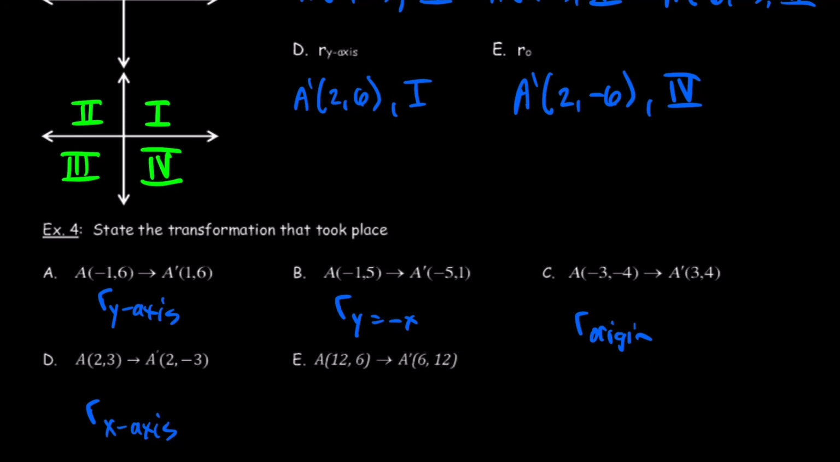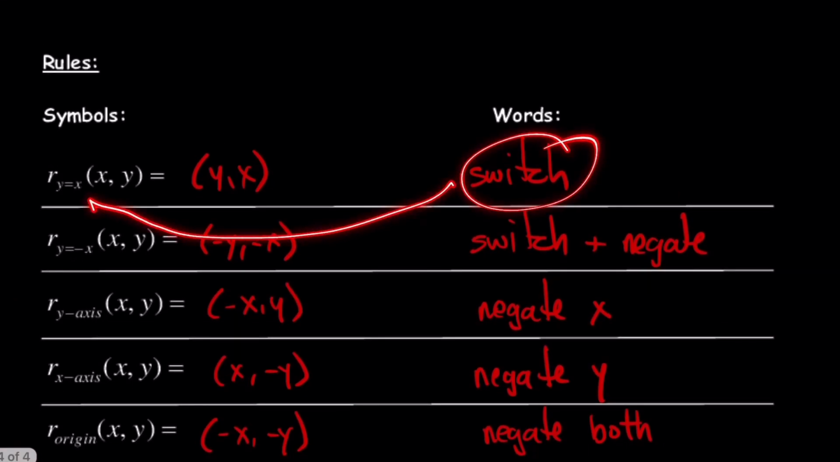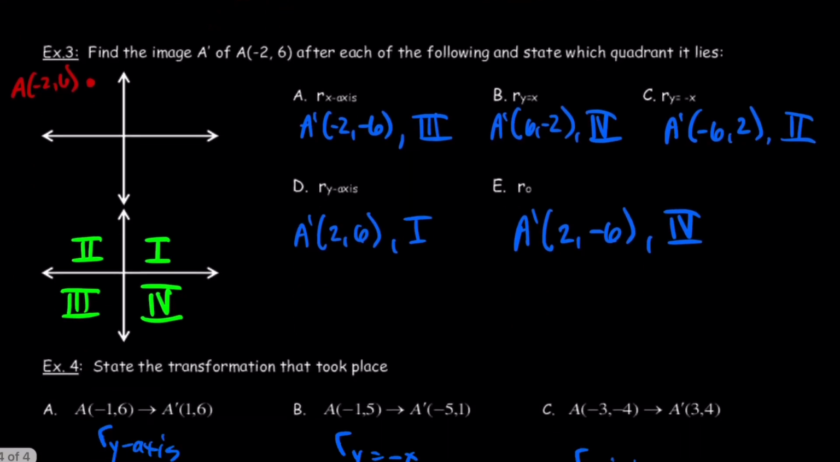And then the last one, I went from (12, 6) to (6, 12). No negating occurring here, but the order changed. So this is just a switch only. Which one does a switch? That's this right here. Reflection in the line y = x.